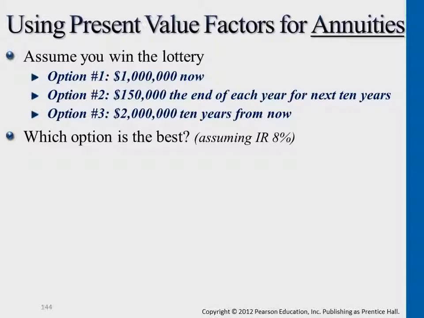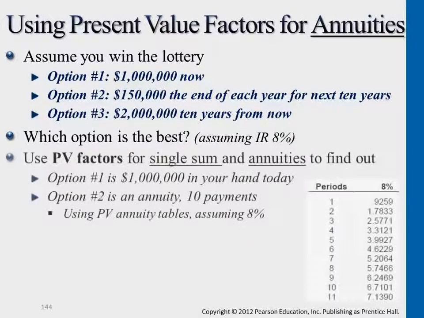Values. So remember we went over this lottery example. If you have three options to choose from, you can either get $1 million now, $150,000 every single year for 10 years, or $2 million 10 years from now. So if you want to choose from these three options, we discount the value of those returns to its present value to compare which one is higher than the other.